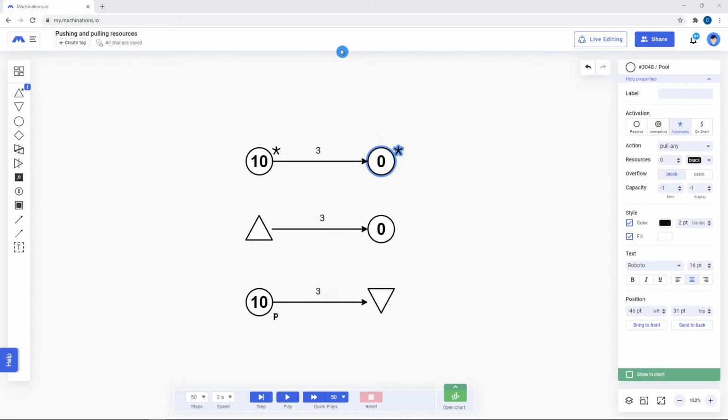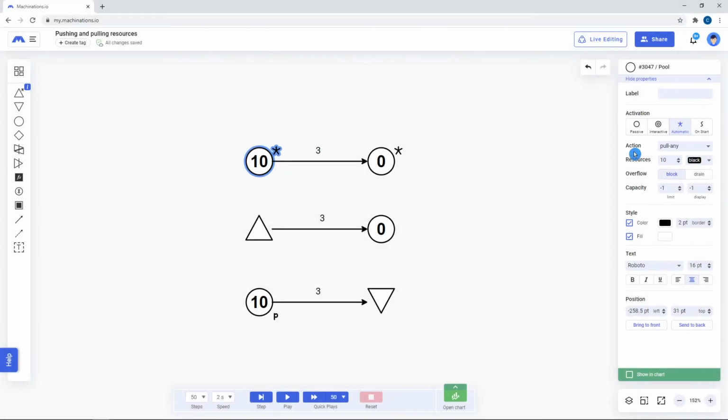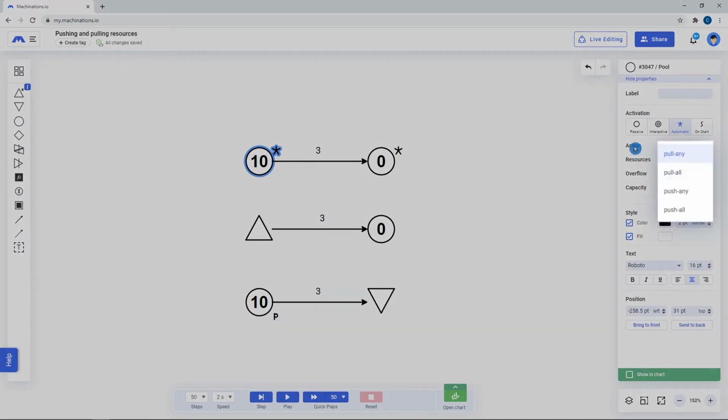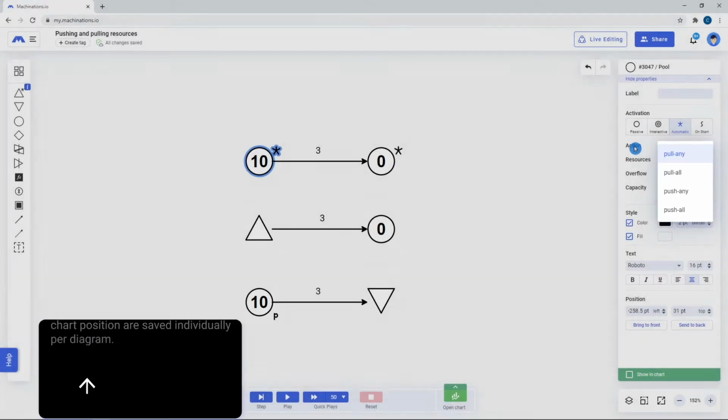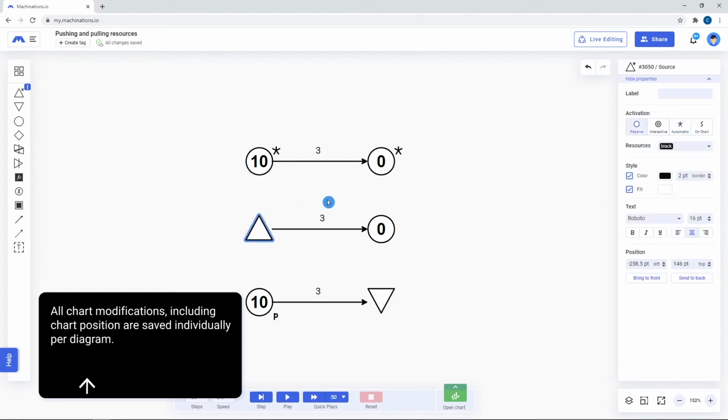In addition to activation modes, most nodes also have an action mode. This is another way to influence how the node will behave during executions. Those four modes are pull any, pull all, push any, and push all. Sources do not have an action mode property as they always push resources.